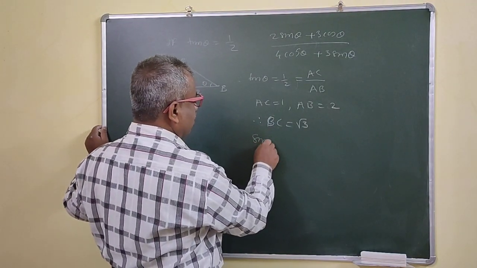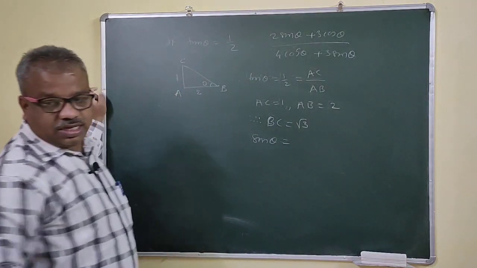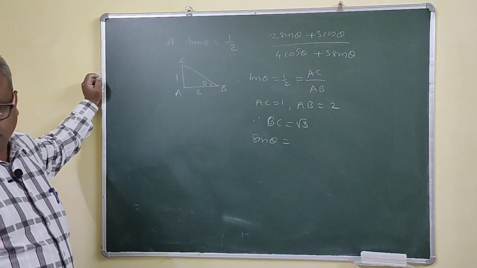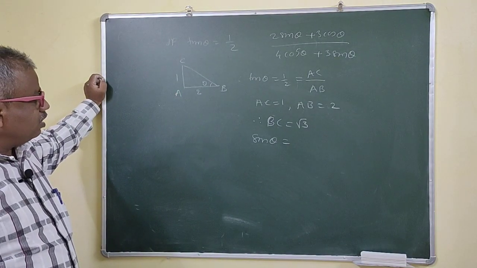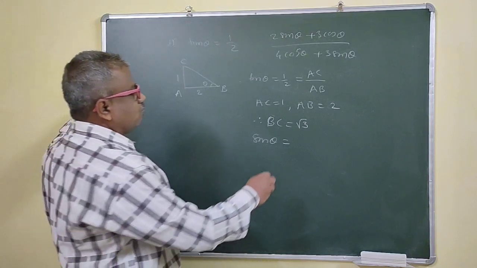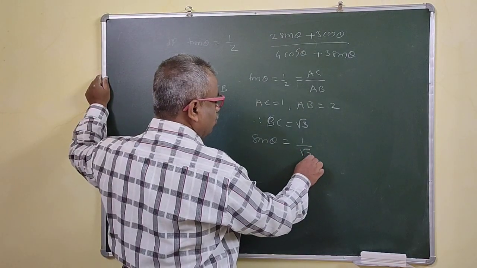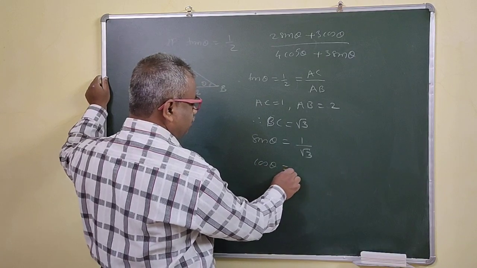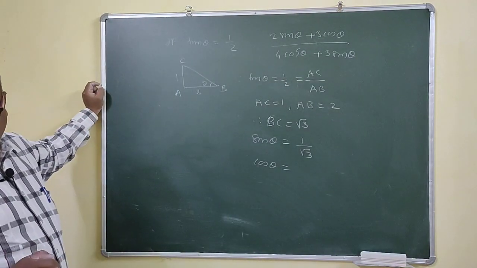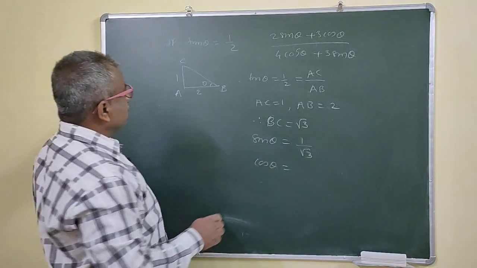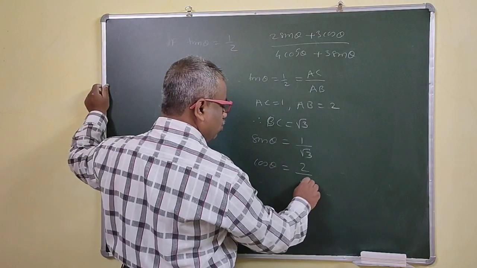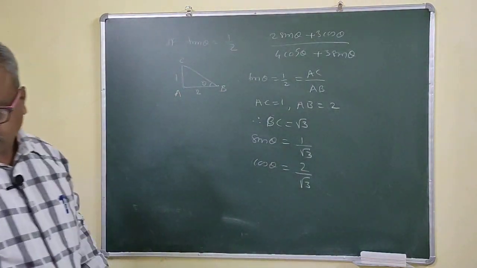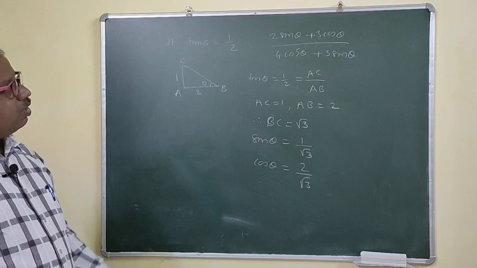So therefore, you can write the value of sin theta now. Sin theta is opposite side upon hypotenuse. So this is 1 by root 3. Your cos theta is adjacent side upon hypotenuse, so this is 2 by root 3. So we get the values. You can put them there.